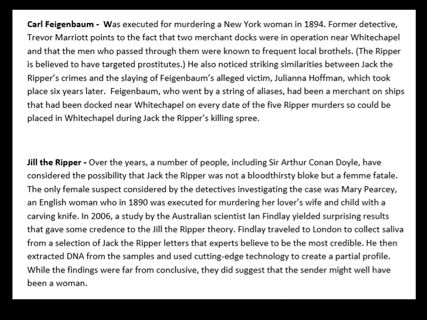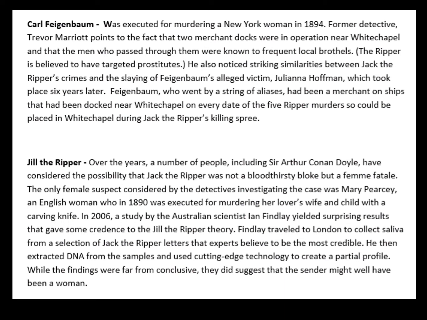Probably one of the most recent suspect theories is the idea that maybe it wasn't actually a man, that it was a woman, and that got the phrase Jill the Ripper attached to it. Over the years, a number of people, including the man who wrote Sherlock Holmes, Sir Arthur Conan Doyle, have considered this possibility, that he was definitely not a he, that he was a female.